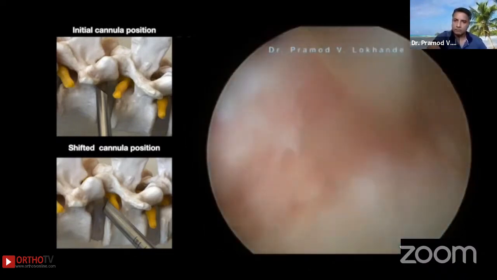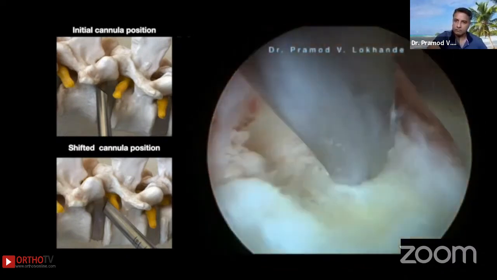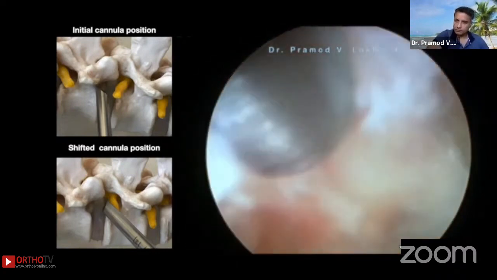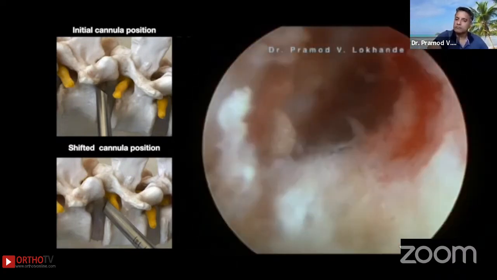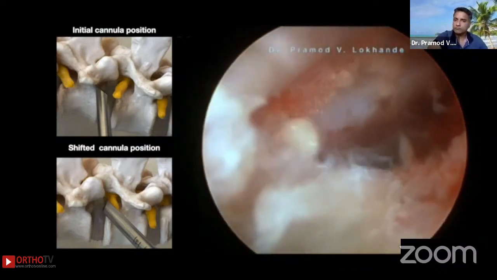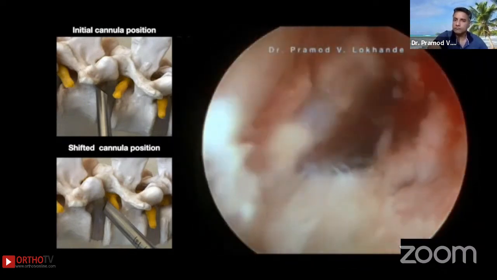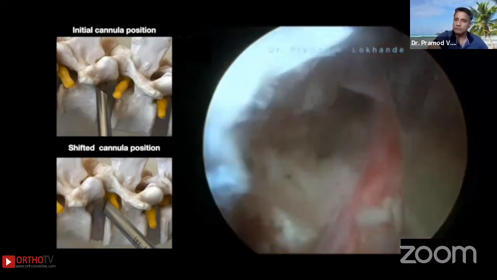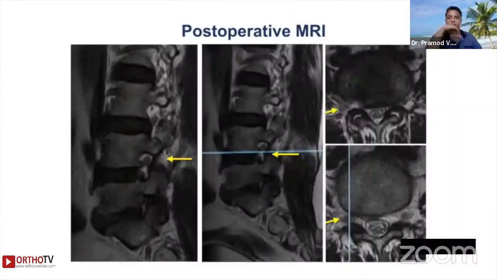This is a dissection to expose the migrated disc herniation. The annulus is being cut, and that's the disc herniation which is being removed. And that is the traversing nerve root which is well decompressed, and you can see it pulsating. And as you withdraw the working channel, you can see the exiting nerve root there. So this is a very minimally invasive procedure where we are not even damaging the ligamentum flavum. These are the post-operative MRI pictures showing a completely removed foraminal disc herniated fragment and a well decompressed nerve root.